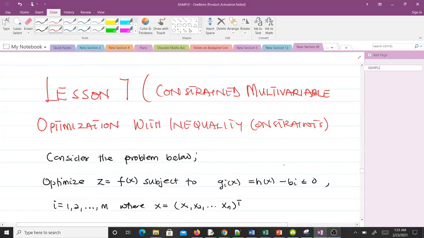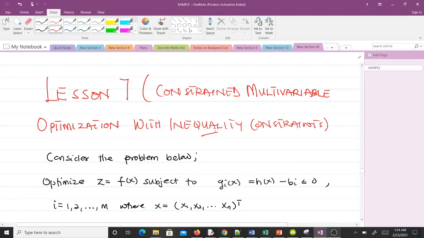Hello and welcome to lesson 7 of our study of optimization 1. In this lesson, we will talk about constrained multivariable optimization with inequality constraints. Note that in our previous video, that's lesson 6, we talked about constrained multivariable optimization with equality constraints. But here, we are dealing with inequality constraints.